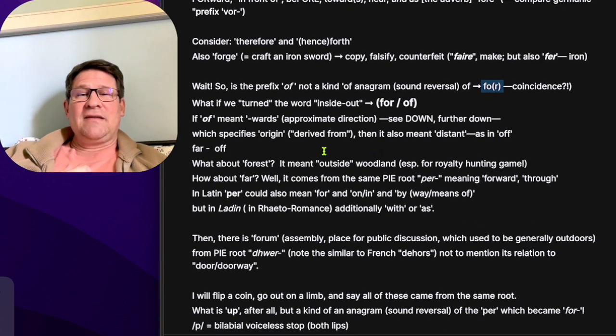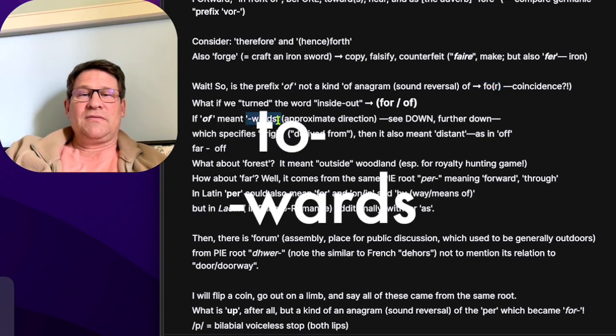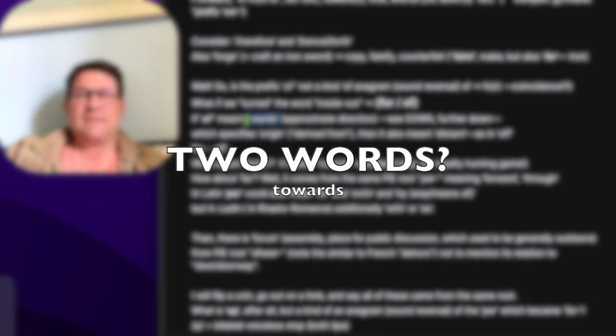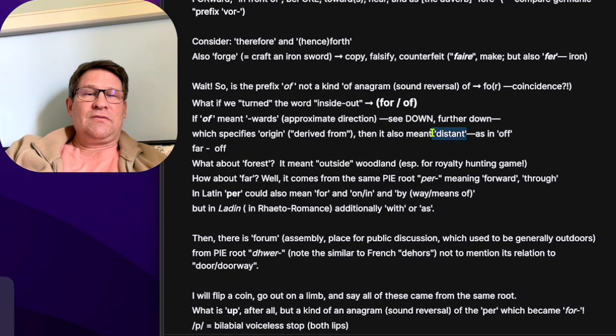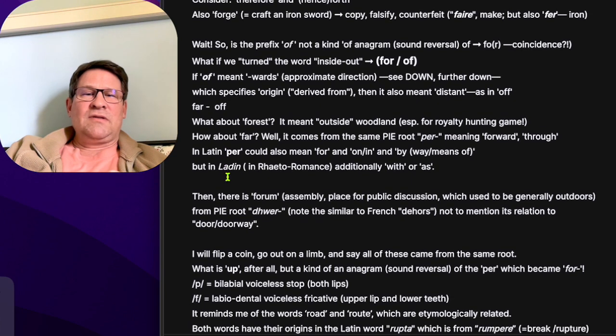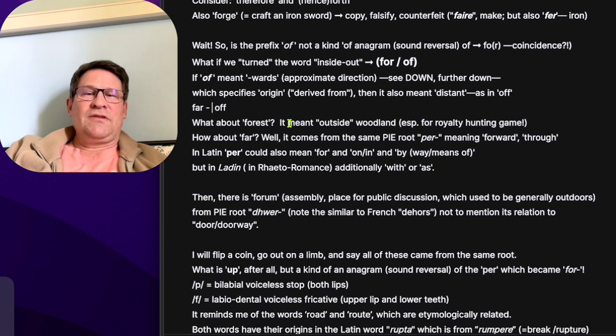Of is like the origin, right? But it used to mean words like towards. It also meant distant. So if we're talking about somebody of that country or of that time, we're talking about a distant time. So now we come to words like forest, which meant outside woodland.